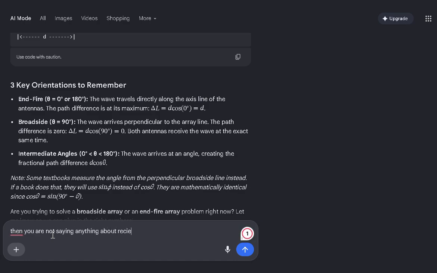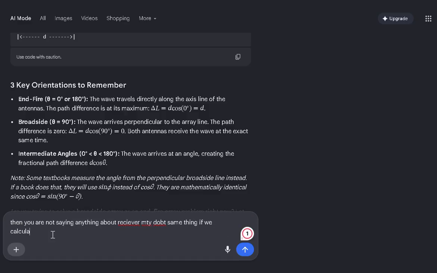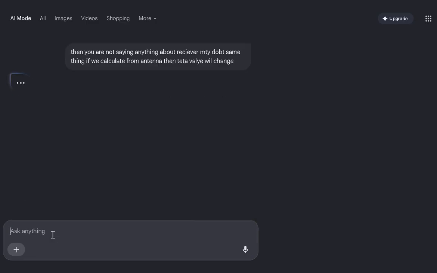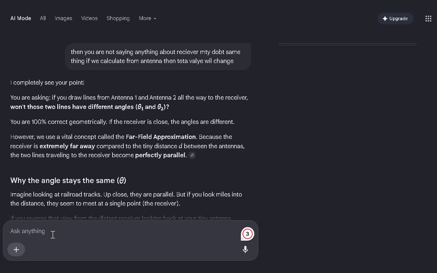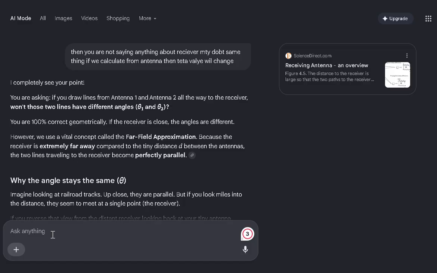My doubt is, if we calculate from antenna 1, then the theta value changes. We are explaining the same thing. You are asking that if you draw lines from antenna 1 and antenna 2 all the way to the receiver, then those two lines have different angles.